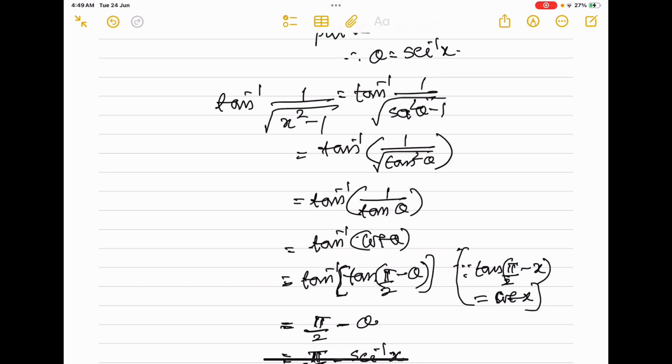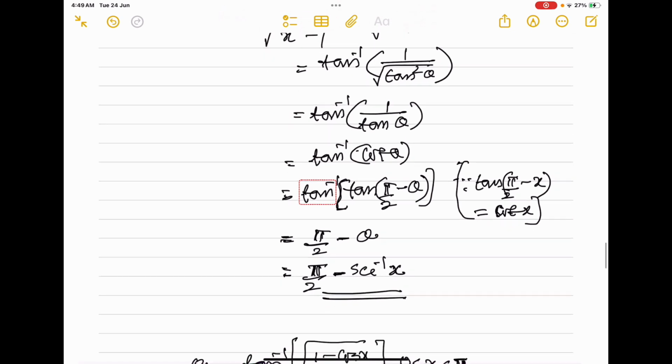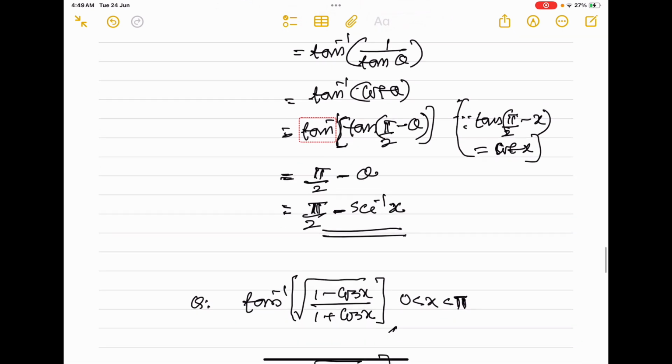Tan inverse tan x equals x. So it is equal to pi by 2 minus theta. That's equal to pi by 2 minus sec inverse x. Put theta equal to sec inverse x. Resubstitute theta as sec inverse x.